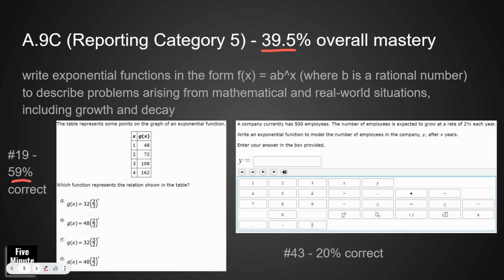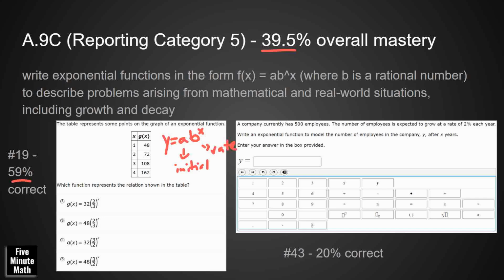And so what do we need to do here? Well, we need to remember that our standard form is y equals a times b to the x, right? And our a is our initial amount, and then our b is our rate, whether it be a growth rate or a decay rate. And so we don't have either of those. We just have a table of values. So the first thing we need to do is figure out what is our rate. And how do we decide our rate?